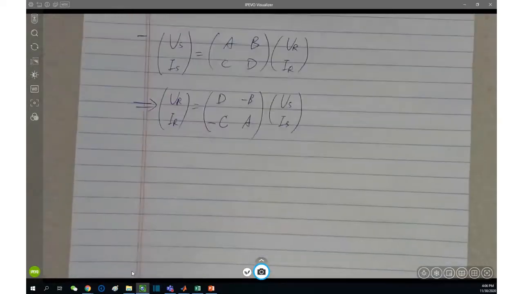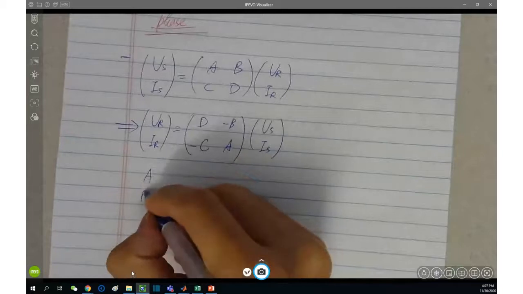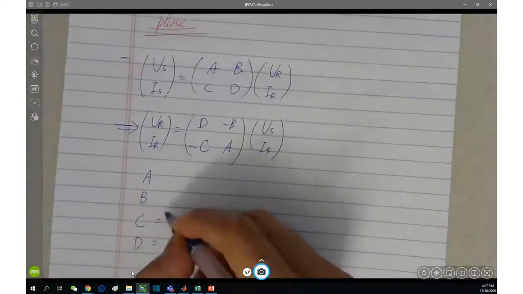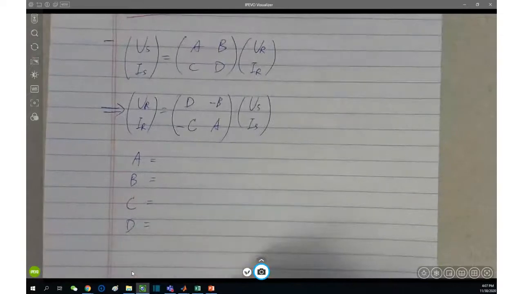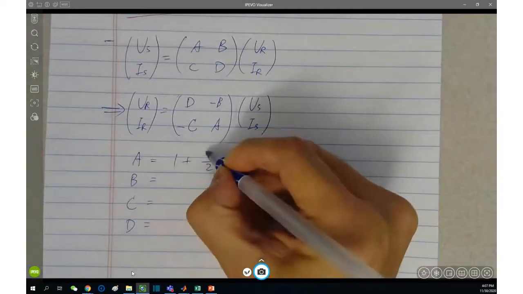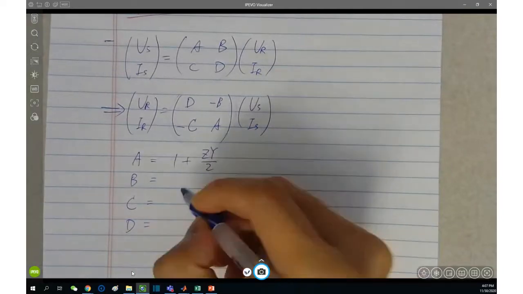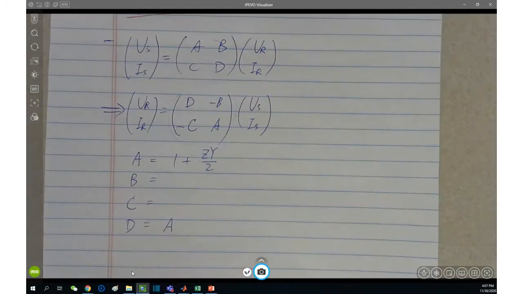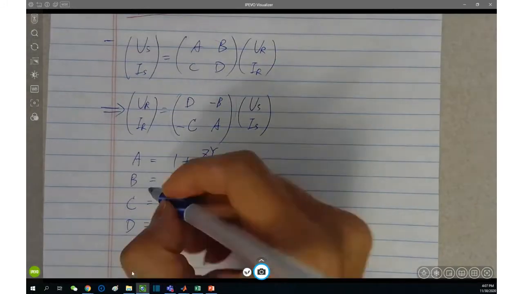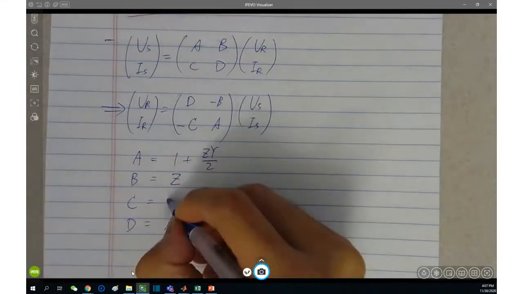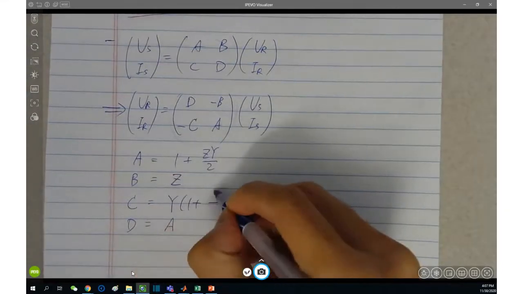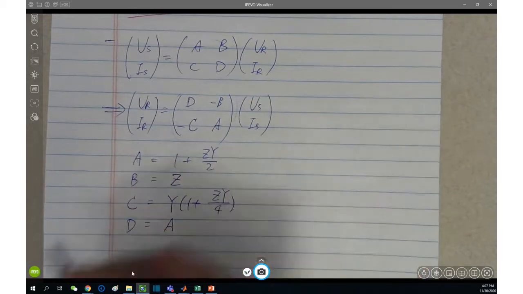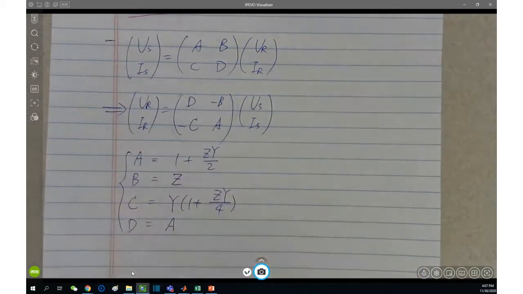The key is to make sure you are copying the correct equation for A, B, C, D. A is what? 1 plus Z times Y divided by 2. D equals A. B is fairly easy, Z itself. C is Y times 1 plus Z times Y divided by 4. Make sure you have the correct equations here.